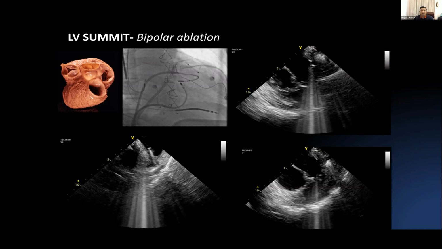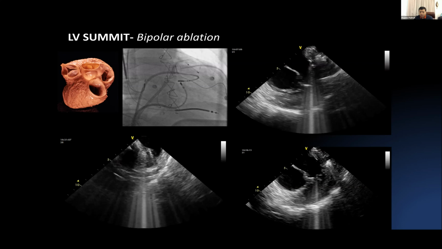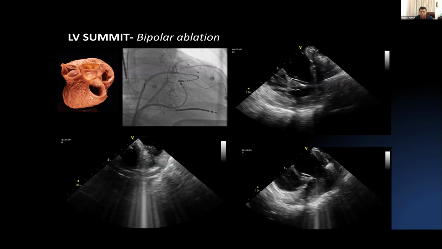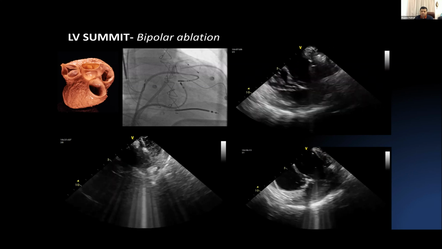And finally, bipolar ablations can be performed in these areas. Again, they're useful, but we have to be careful because of the risk of complications which are possible. But use of intracardiac echo is extremely important in these cases to be able to see the spot where you're ablating, and make sure that you have a good catheter contact when you're doing the ablation.